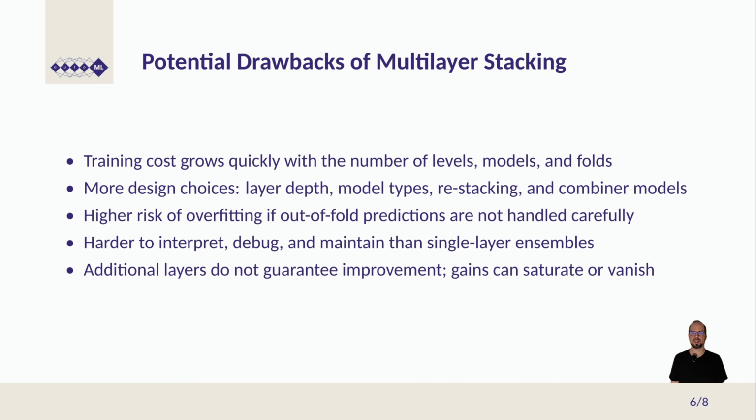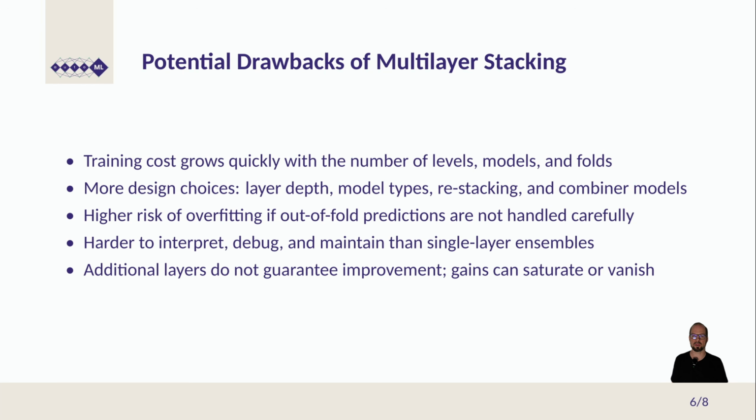Unfortunately, multi-layer stacking also has several drawbacks. The training cost grows quickly with the number of levels, models, and folds that are needed to obtain the out-of-fold predictions. It also increases the number of design choices. We now have the depth of the StackNet model. We have model types, so which model to use in the individual layers, whether to use restacking or not, and how to choose the combiner models. On top of this, all of the different models also have their own hyperparameters.